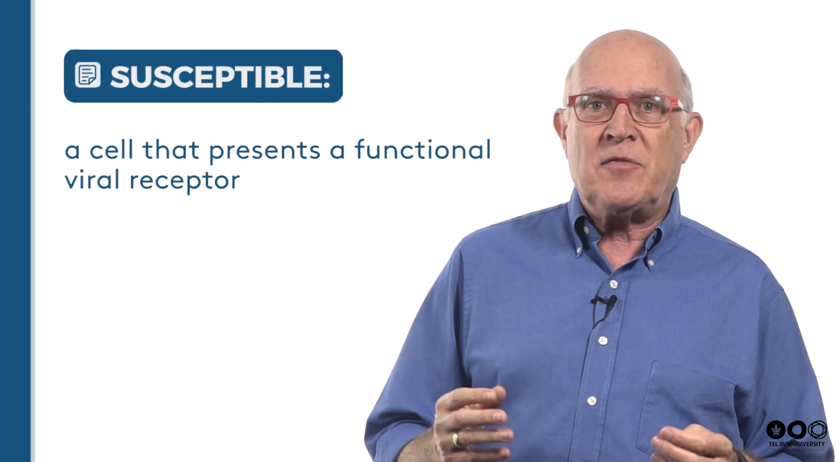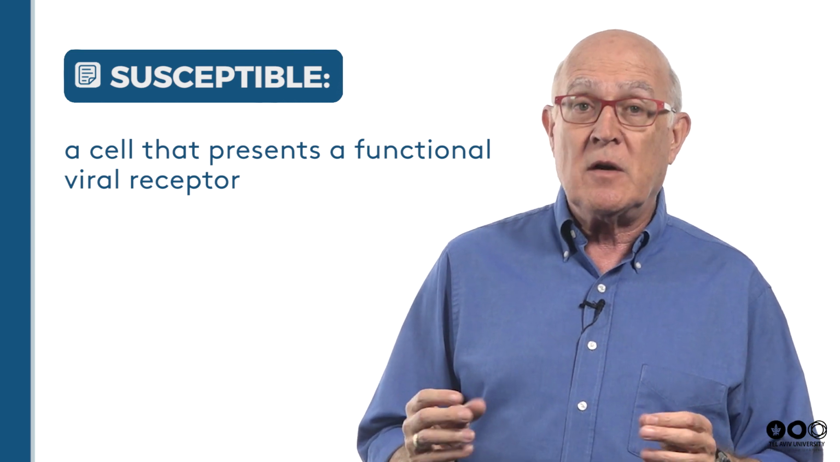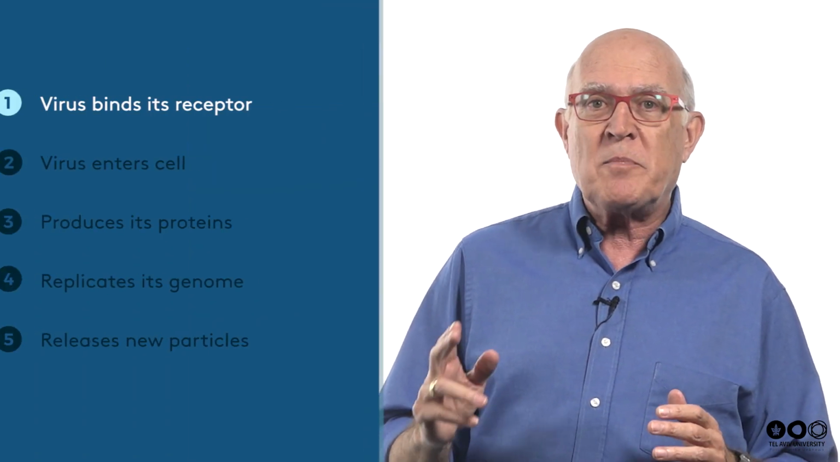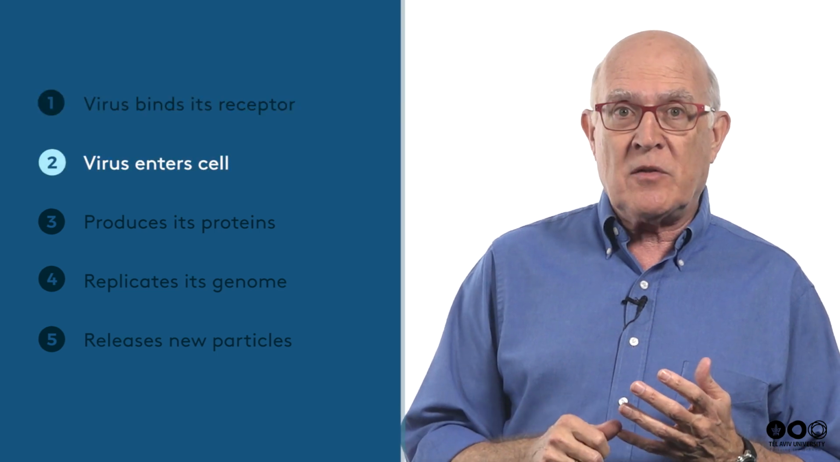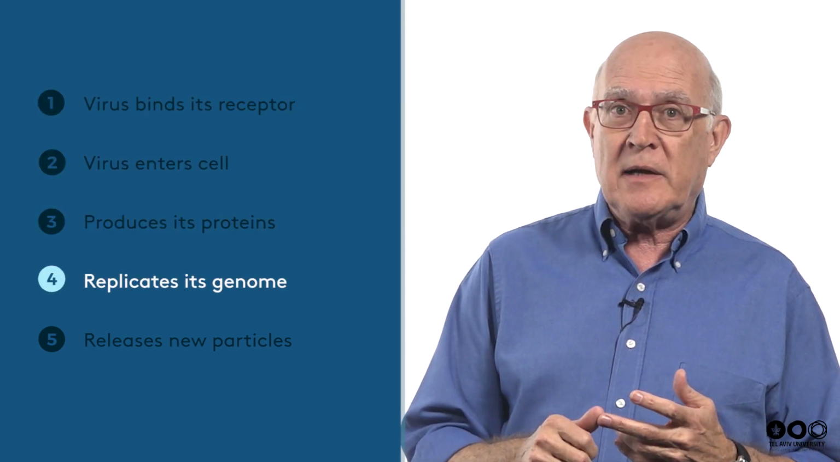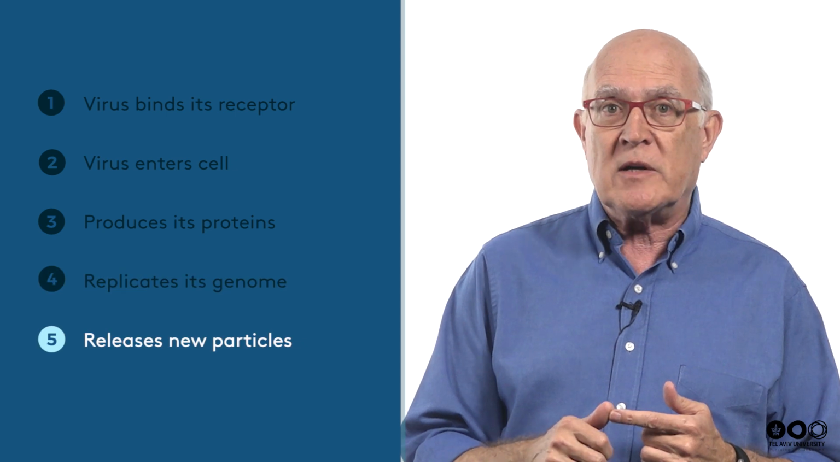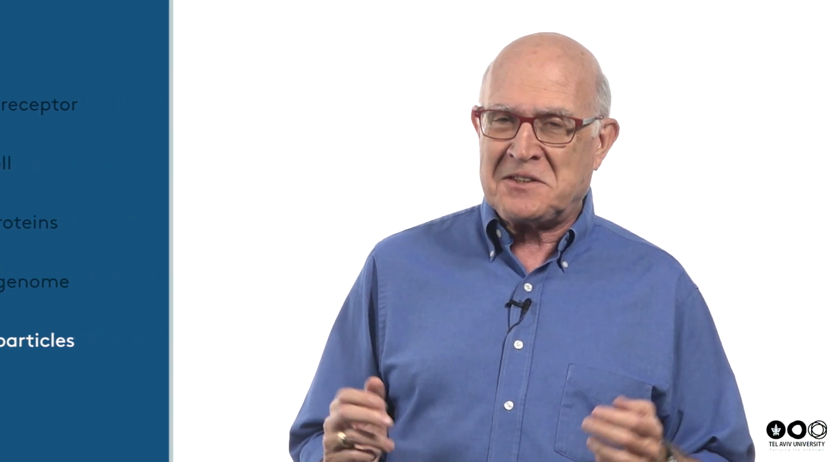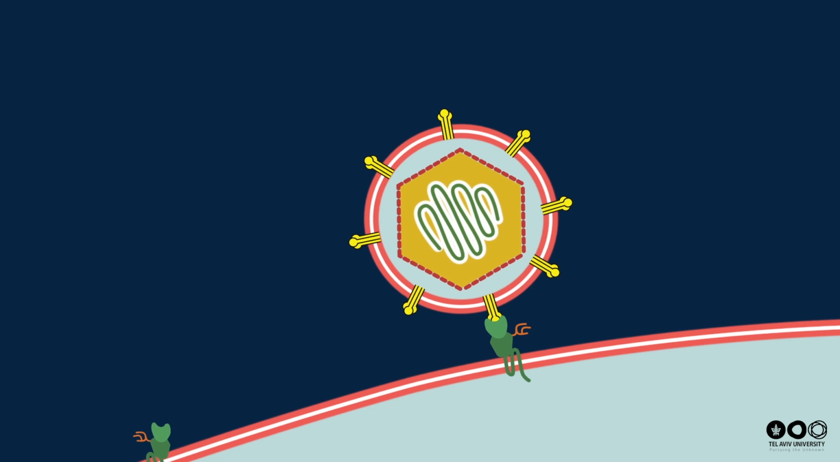Thus, the presence of receptors recognized by the virus is what makes a cell a viable target for viral infection. Having a receptor makes a cell susceptible and defines the specificity of a virus for its host. Once bound, the virus must enter the cell, produce its proteins, replicate its genome, and release a new generation of infectious particles. Sounds complicated? I agree, so bear with me. Let's take it now step by step.